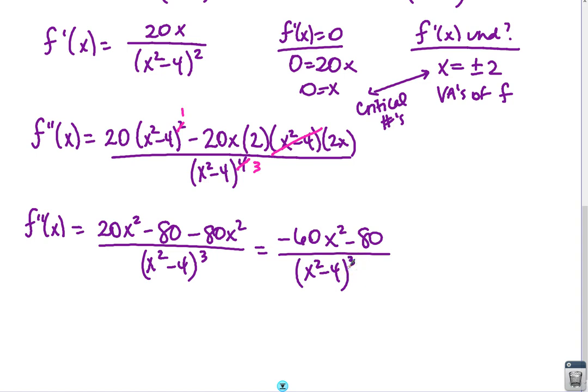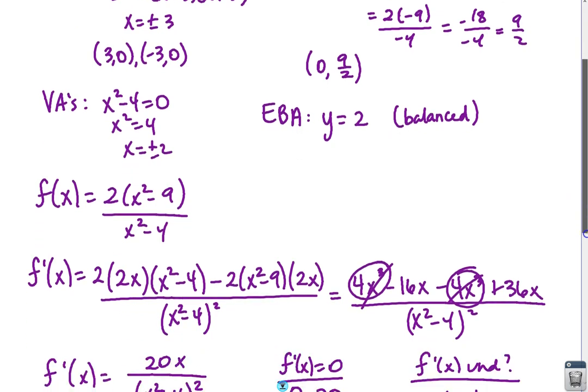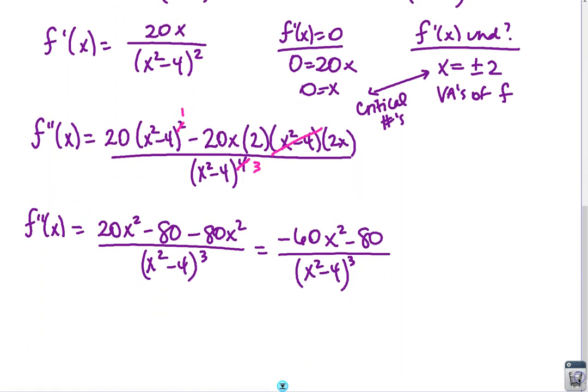Okay, so now to determine where my function potentially changes concavity, I need to find out where my second derivative is equal to 0 and also undefined. So, did not mean to do that. Hang on, I'm trying to scroll down here. That did not go as planned.